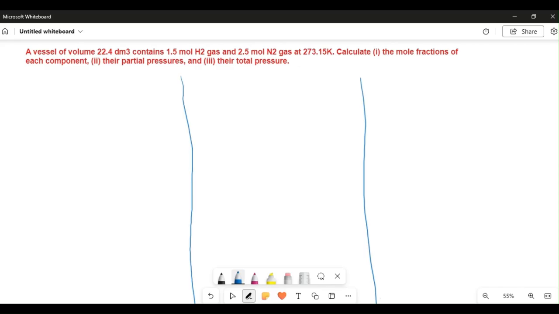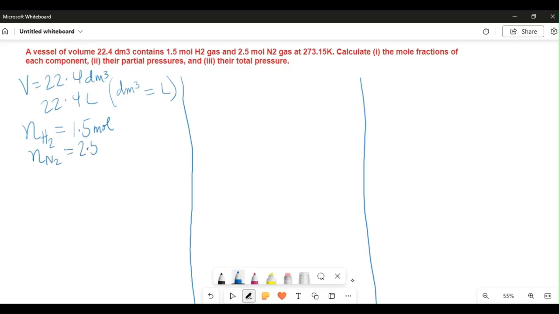So the first thing you have to do is to write out the parameters that we're given. We have the volume to be 22.4 dm cubed, which is the same thing as 22.4 liters because dm cubed equals liters. The next thing we are given is the number of moles of the H2 gas is 1.5 mole, and the number of moles of the N2 gas is 2.5 mole, and the temperature of the gases in the vessel is 273.15 Kelvin.